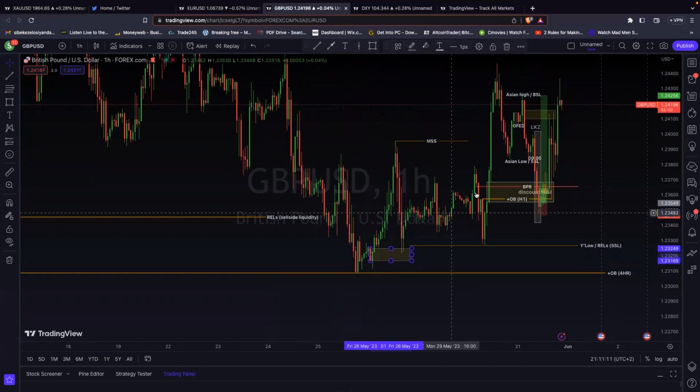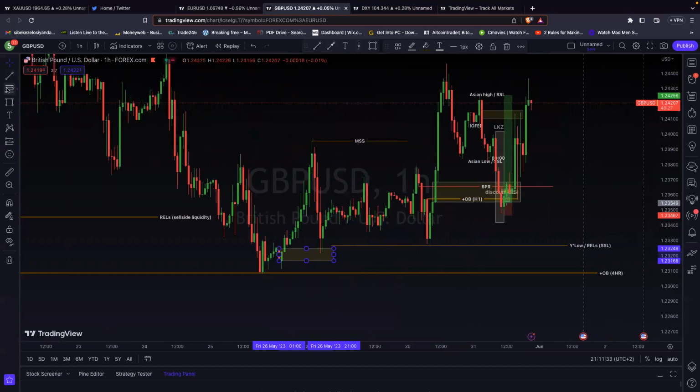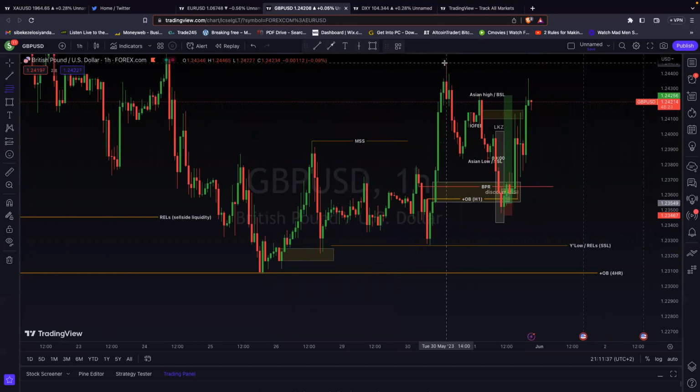It went back up again, creating draws on liquidity. It went down, took sell side again, created a bullish move, took out this high, intermediate high. I like this high because this high is the high of the low that took out sell side. So it created market structure shift here. And then if you take your fibs from here to here, price was at discount.